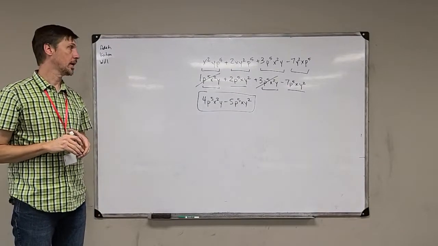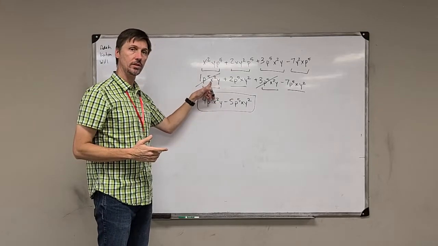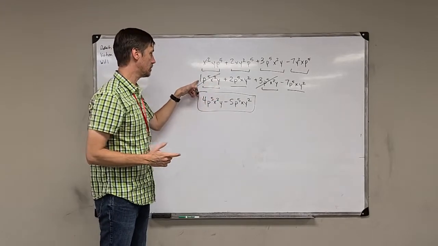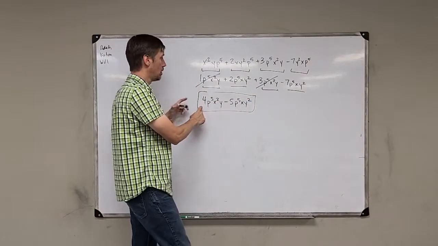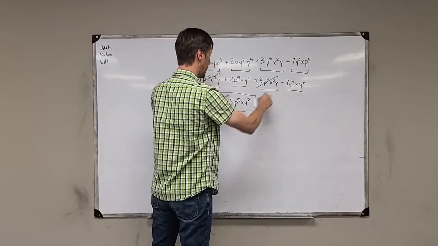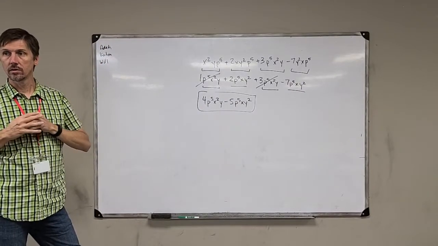And when I combine them together, because they had the exact same variables that were raised to the exact same powers, I was able to just add their coefficients. I added a 1 and a 3 and got a 4. And I added a 2 and a -7 and got a -5 right here. Yes? This is all yes, but I'm just checking.